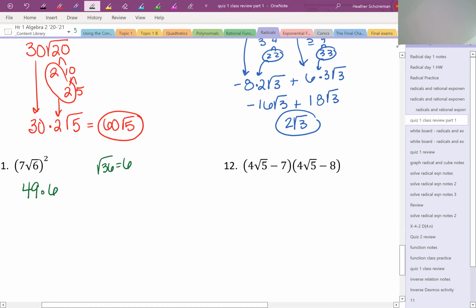Okay, let me grab our calculator. Now we need to take 49 times 6, which would be 294. Okay, on the last one.